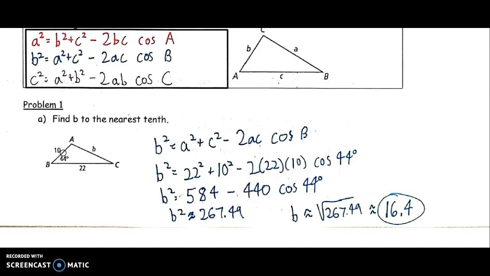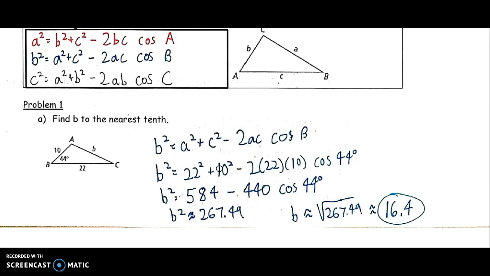Across from angle C, that side length is 10. So now I just have 2 times 22 times 10. And the last part we're going to finish that equation with is, again, the cosine of the angle that's opposite from the side that we're trying to find. We're trying to find side B, so that's why we're using cosine of this angle that's opposite. That would be 44 degrees in our equation.